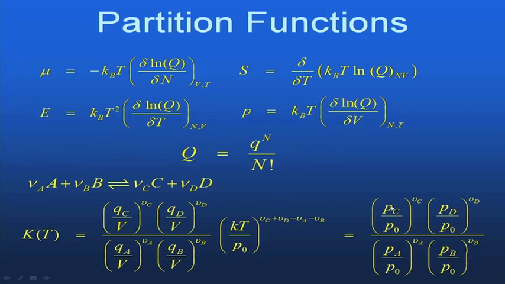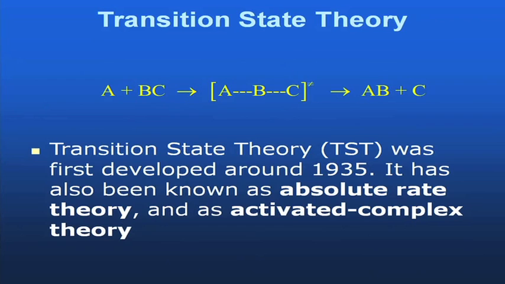So, it is a kind of activity, P by P0, a dimensionless quantity. So, activity of C to the power nu C, activity of D to the power nu D, activity of A to the power nu A, activity of B to the power nu B. So, this is the expression for the equilibrium constant at a temperature T. Now, we will try to apply these expressions at the appropriate places.